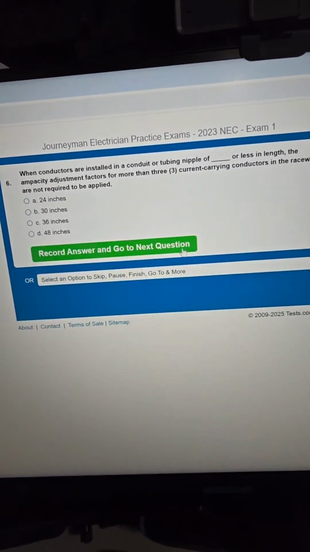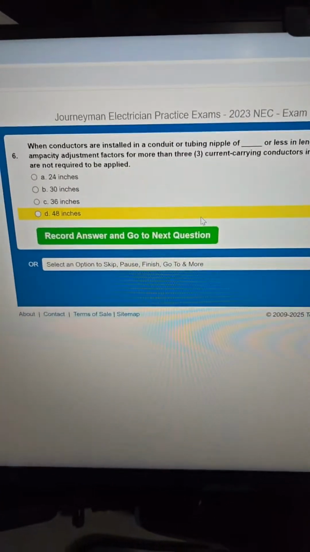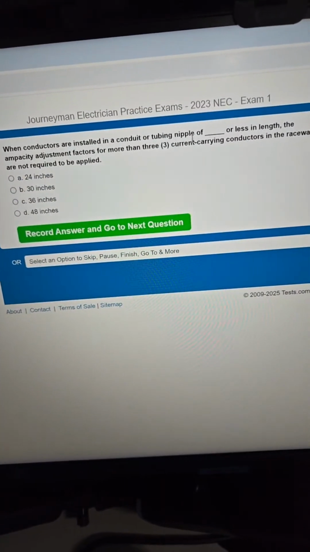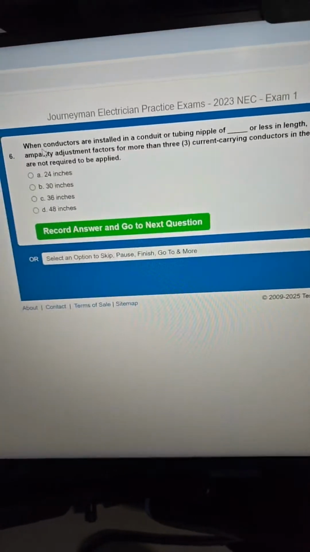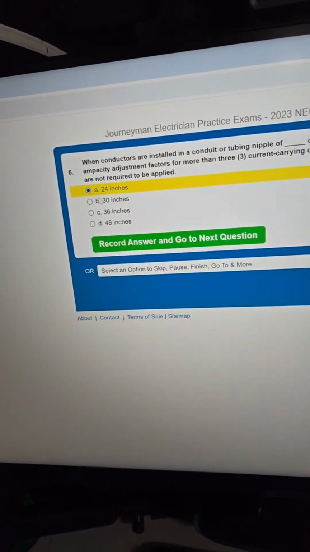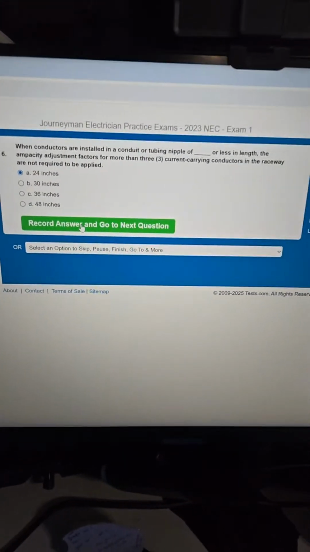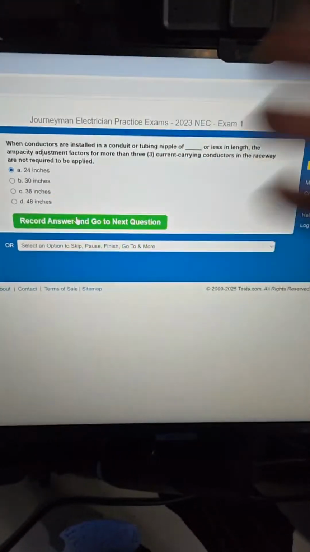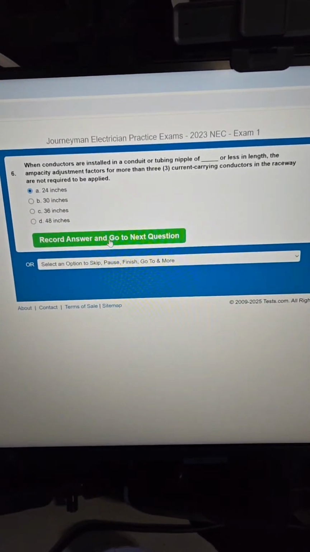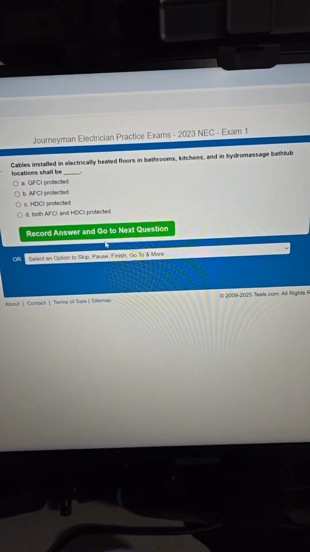I would like to have like a regular question. Like, can we get like a Romex question? Can we get like a wiring method question, please? When conductors installed in a conduit nipple of 24 inches or length, the ampacity adjustments are not required. So it is 24 inches. There you go. That's the question I was looking for. That way you guys can learn off of these. We're hoping to find some like ones that you can easily remember, not no damn calculation.